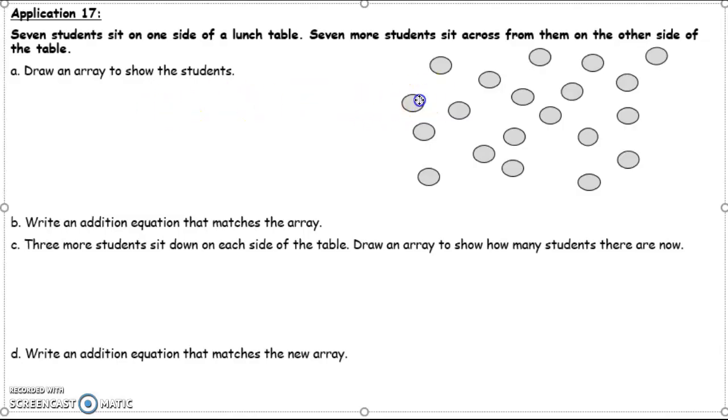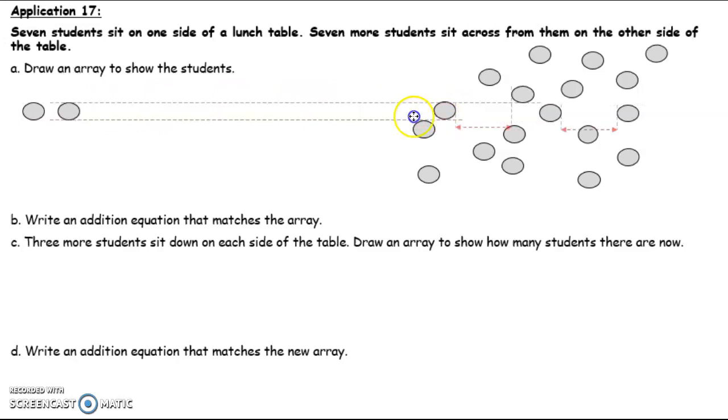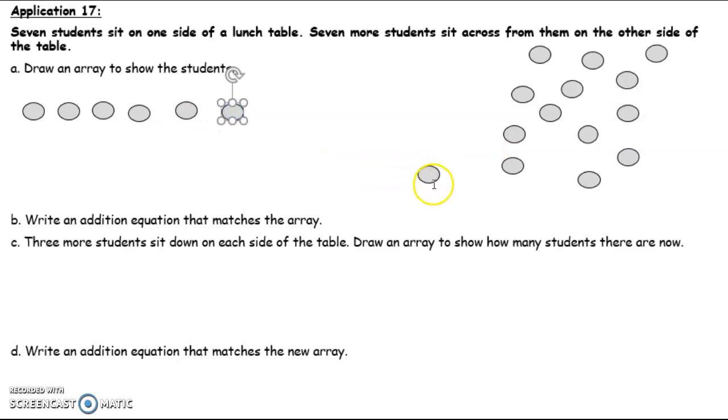Okay. 1, 2, 3, 4, 5, 6, 7. Okay, now we're going to draw students who are across from them.